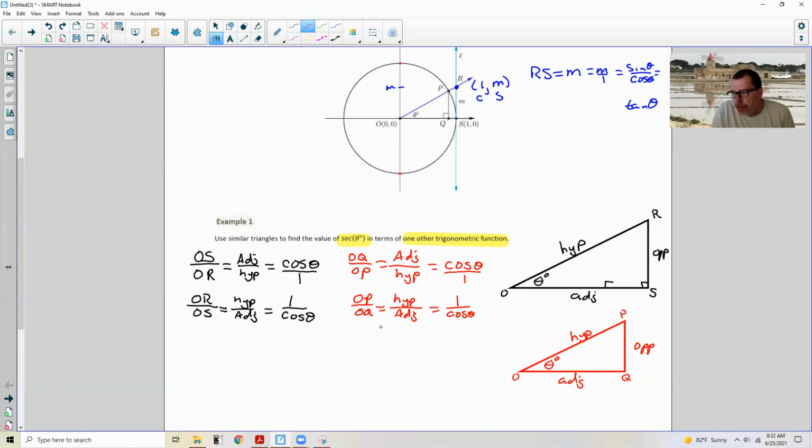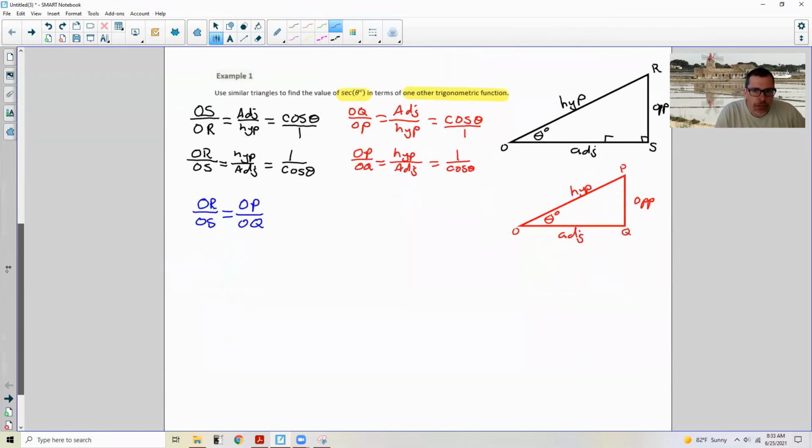Okay, so now we're going to set up a proportion, and we're going to take OR, the hypotenuse, over OS. So I'm going to set up a proportion now. I'm going to say OR over OS equals, so I took the hypotenuse, it equals OP over OQ. So there's our proportion set up. Hypotenuse over adjacent equals hypotenuse over adjacent of the smaller triangle. Now I'm going to substitute values in. So I just move this down here.